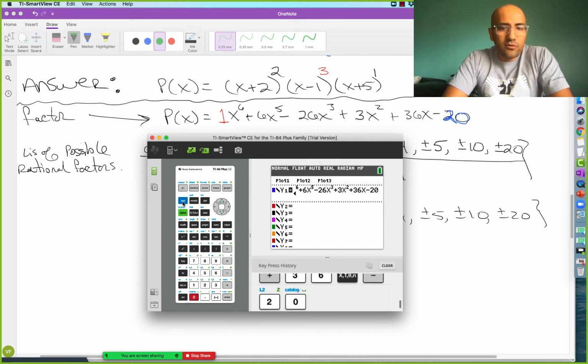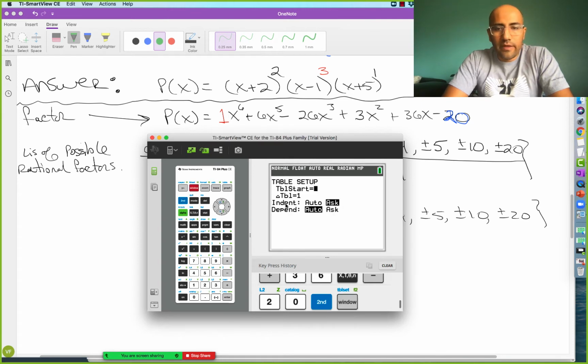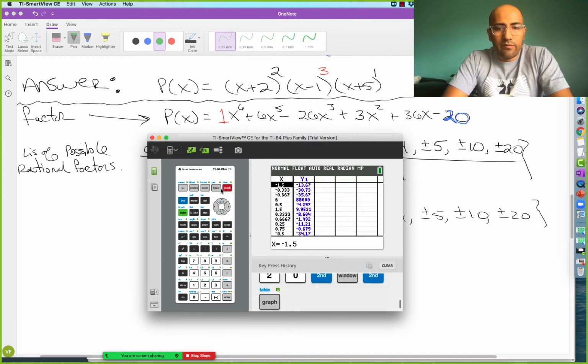Then we got to go to table set, make sure that the independent variable is under ask. Then we're going to go over to table, right above there. So second, graph. There's a little button that says table up there. You should get to this graphic right here. And I'm just going to delete these old values here. Delete, delete, delete, delete. Get rid of all these values.